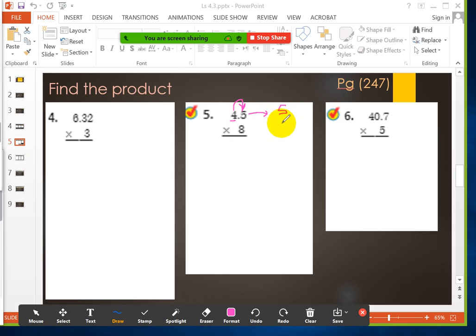Now I will multiply 8 with 5. So 8 multiplied by 5 equals what? 8 multiplied by 5 equals 40. So the estimate will be 40. So the final answer will be close to or near this estimate. Okay?